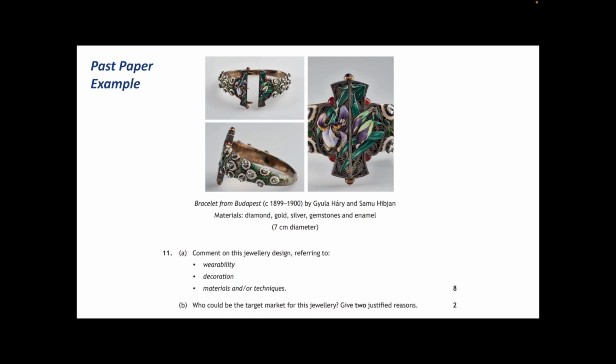I'm going to give you an example answer for wearability, which is the first prompt. Point: the design looks like it would be comfortable to wear. Evidence: this is because almost all of the inner surface of the design is smooth. Explain: this means it would not irritate the user's skin. Make sure you are answering at least 8 full PEE points in total to gain all the marks.